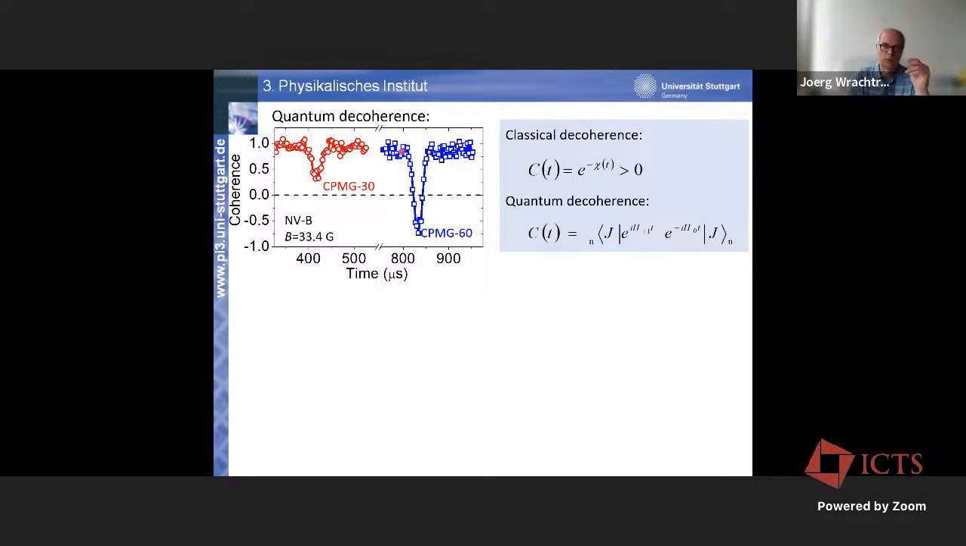This is a bit of a provocative statement. It's called quantum decoherence, but essentially the system you're measuring and your sensor are actually getting entangled. That's the explanation of this negative coherence. Okay, thank you.